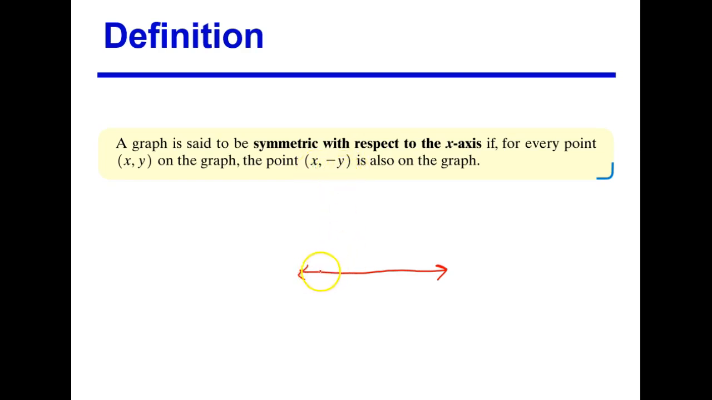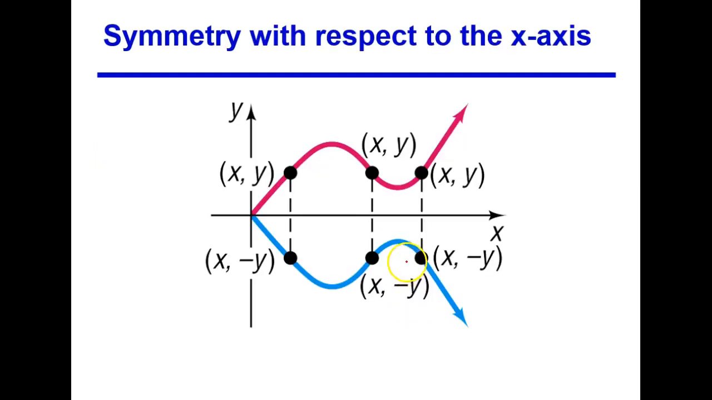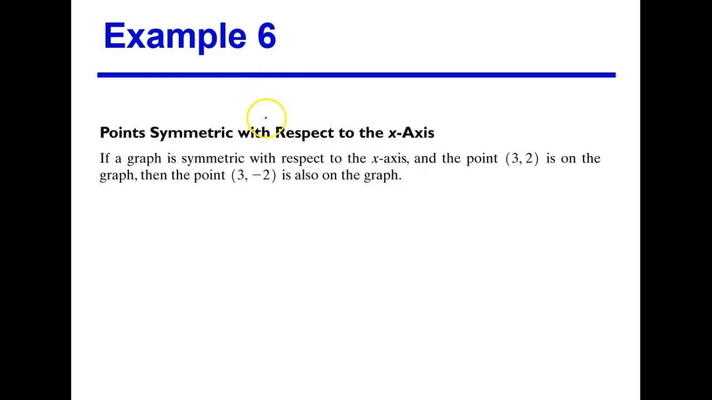So this kind of makes sense because if I have, here's my x-axis, if I have x comma y, that goes right there, I know that if I have x, negative y, that's symmetric. It's the same distance from the x-axis. Okay, so that's how I can keep track. So here's a graph that shows symmetry with respect to the x-axis. I can see that each point is exactly the same distance from the x-axis as its corresponding point in the other colored graph.